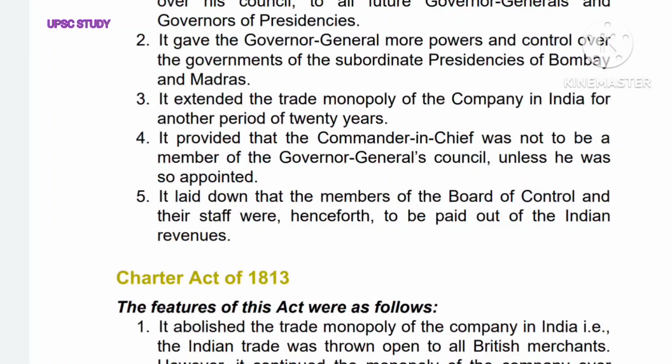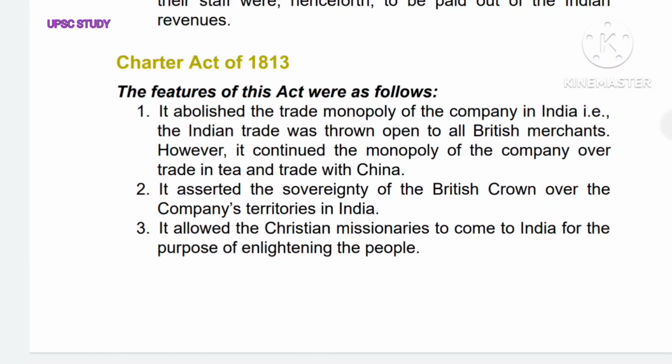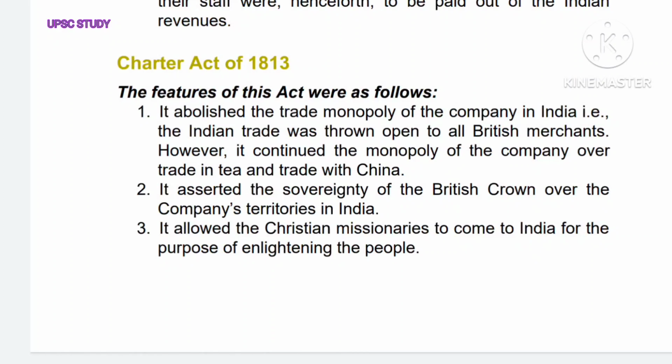Charter Act of 1813. The features of this act were as follows. Number 1. It abolished the trade monopoly of the company in India. That is, the Indian trade was thrown open to all British merchants. However, it continued the monopoly of the company over trade in tea and trade with China. Number 2. It asserted the sovereignty of the British Crown over the company's territories in India.